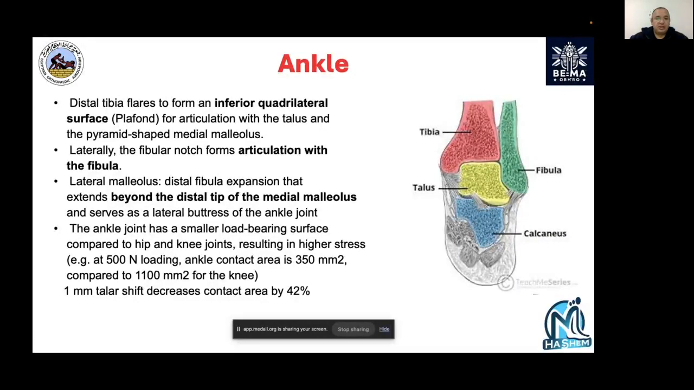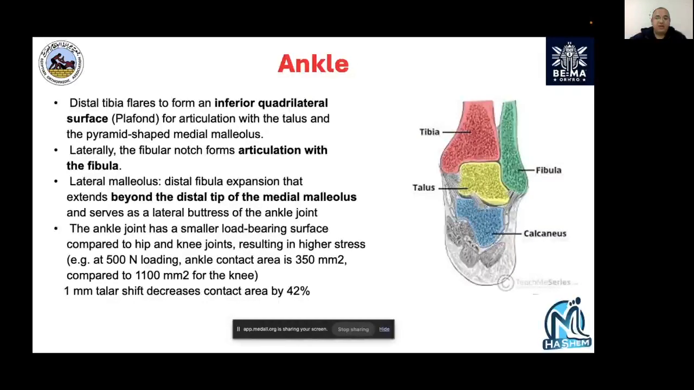The points in bold, you need to understand that the distal tip of the lateral malleolus is beyond the medial malleolus, so the ankle is not at the same level. So basically the lateral malleolus is lower than the medial malleolus, and this has a very important effect on the ankle because the lateral buttress of the ankle is stronger than the medial buttress. That's why we agree on a Weber A fracture to be a stable fracture treated non-operatively, but we cannot accept that for a medial malleolar fracture.